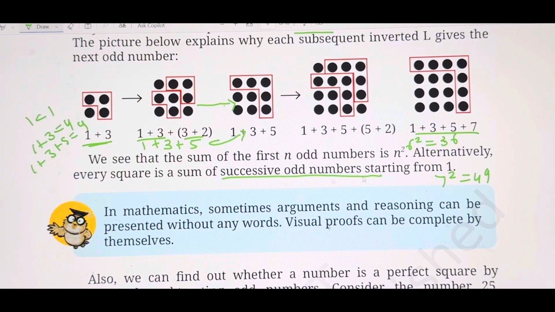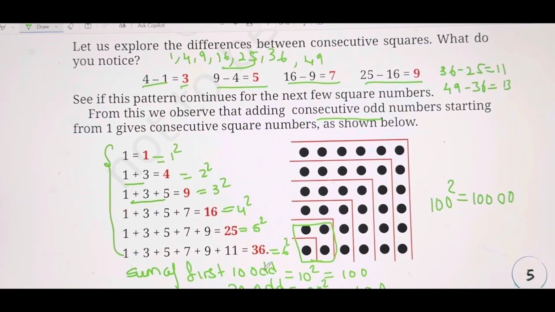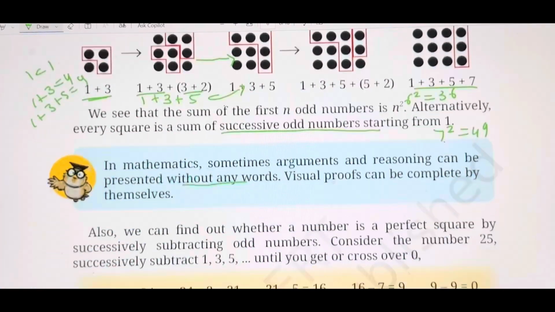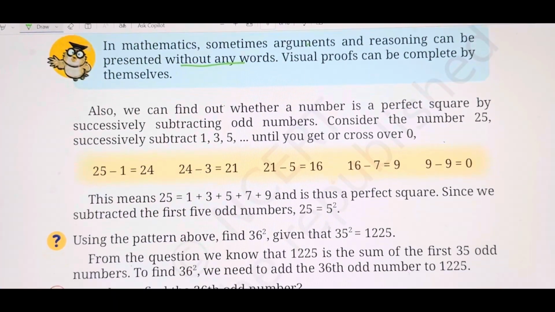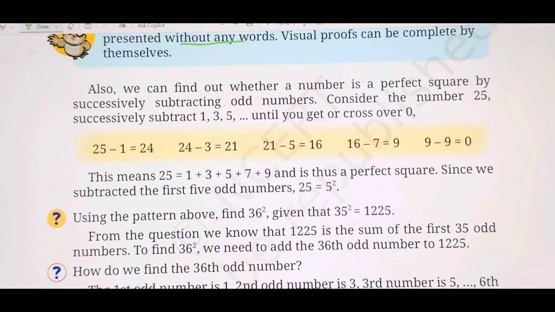So here it is written that in mathematics sometimes arguments and reasoning can be presented without any words. So you can see here through pictures a visual proof is given, a visual representation. You can easily understand how the odd numbers add and we get a square number, right? There is no need to explain anything. You can just see the square being formed, right?